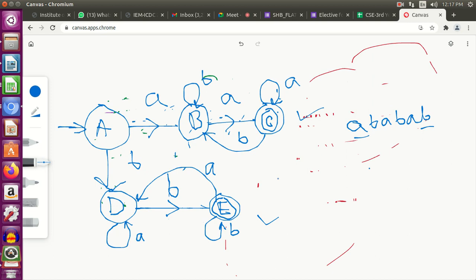There might be some string which should have been rejected, but due to the combined construction maybe we are accepting it. So I would suggest in the previous questions also we follow this trend, that use two separate final states, one for starting with A ending with B, one for starting with B ending with A, and so on. Okay, clear?